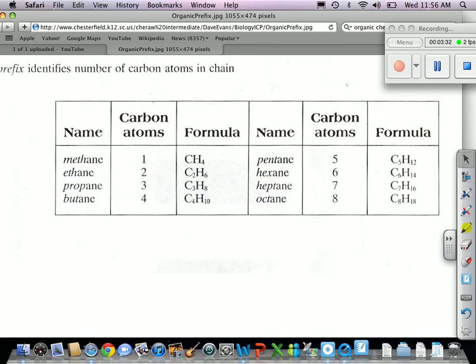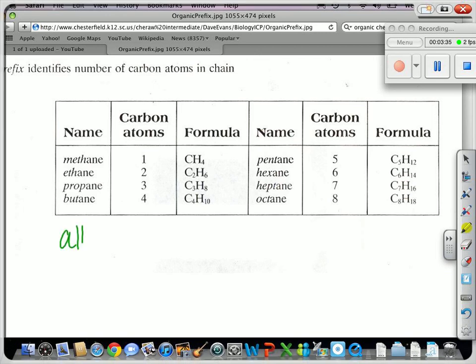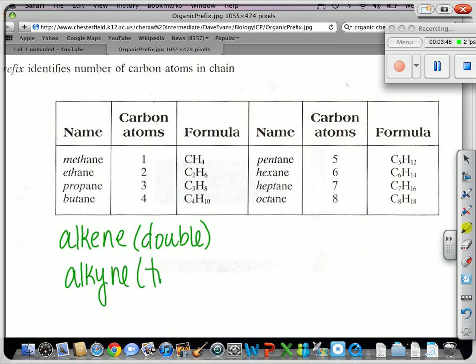Let's bring in the idea of an alkene. An alkene is a string of carbons that is going to contain a double bond. An alkyne is a string of carbons that's going to contain a triple bond. When we look at naming alkenes and alkynes, we're going to use the same prefixes as before, and the only thing that changes is the ending. So instead of methane, it would be methene, and instead of methane, it would be methyne. Those actually couldn't happen, but let me show you a real example.